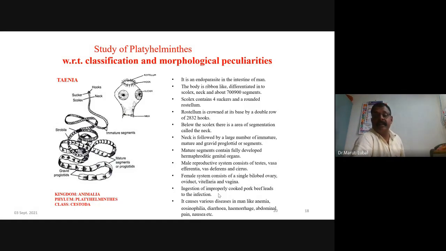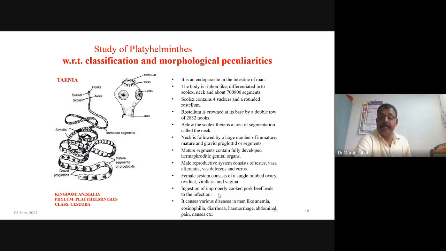After the neck, a large number of immature, mature, and gravid proglottids or segments are present. Mature segments contain fully developed hermaphroditic genital organs. Male reproductive system consists of testes, vasa efferentia, vas deferens, and the cirrus. Female reproductive system consists of a single bilobed ovary, oviduct, vitellaria, and the vagina.